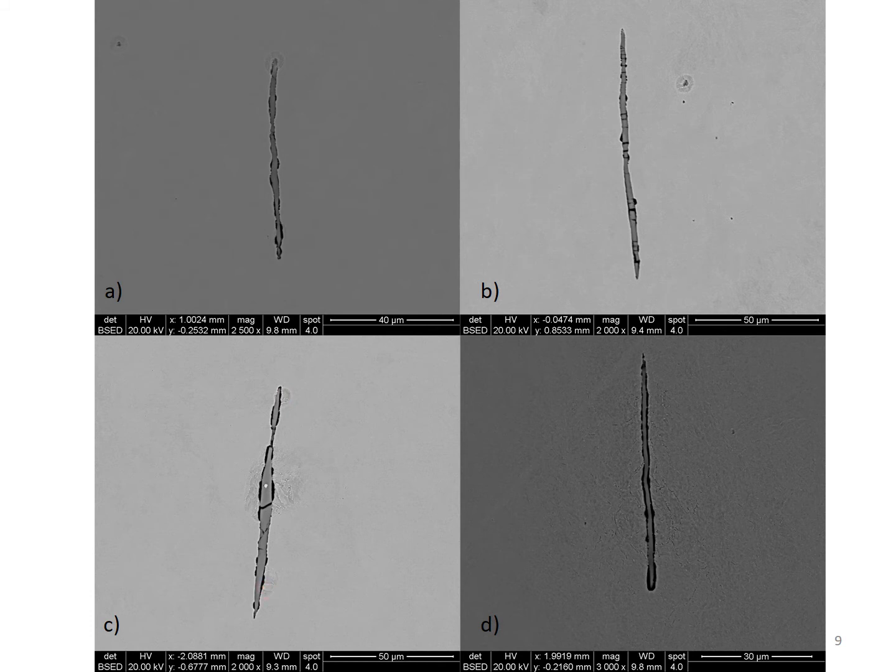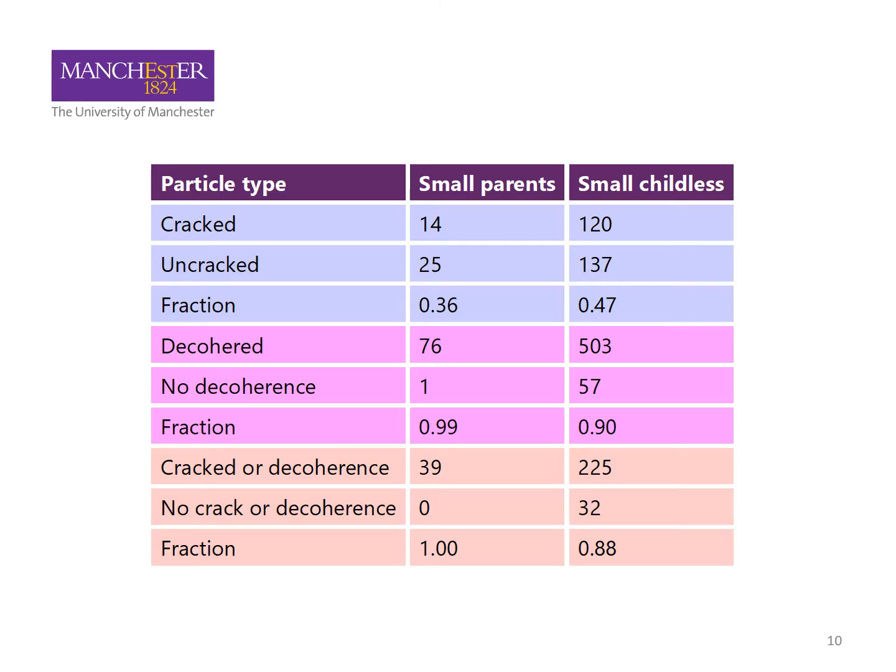We focused the analysis on the smaller particles with a radius of below about 3 microns, as they seem more relevant to modern steels and a little bit simpler to analyse. For the analysis, the small particles were split into two groups: parents, which nucleated a microcrack, and childless, which hadn't nucleated a microcrack. And then we looked at whether they cracked, decohered, or either of these events occurred.